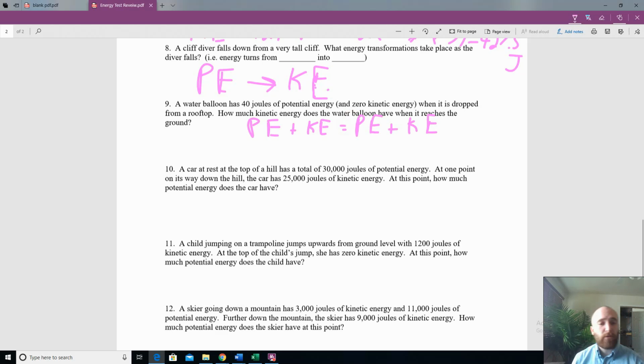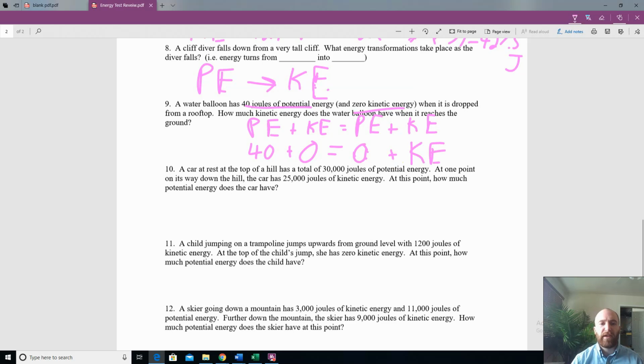And remember, when we use this equation, the left-hand side is like before the thing falls or before something happens, and the right-hand side is afterwards. So before we drop it, it has 40 joules of potential, so 40. Plus, it has 0 kinetic, so plus 0 kinetic is equal to. When it is dropped from the rooftop, how much energy does it have when it reaches the ground? Well, if it hits the ground, the potential energy is 0. And the reason we know that is at the ground, it has no height. Something with no height has no potential energy. Plus, and I think we're looking to solve for KE.